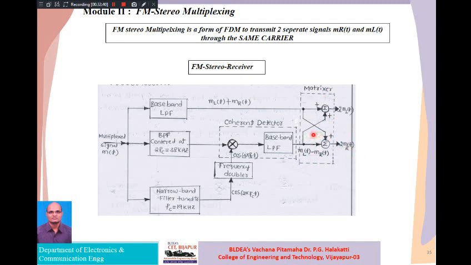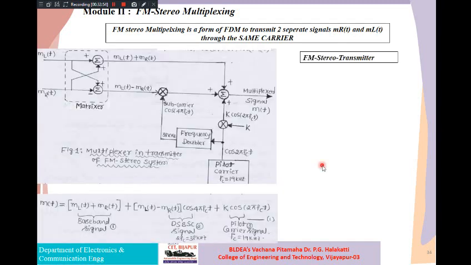So what we are doing, the whole thing here at the receiver side, the stereo receiver side, we are trying to behave like a demultiplexer. We want to separate out left and right signals from the multiplexed M of t signal. Okay, thank you.